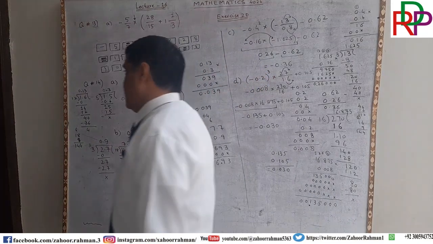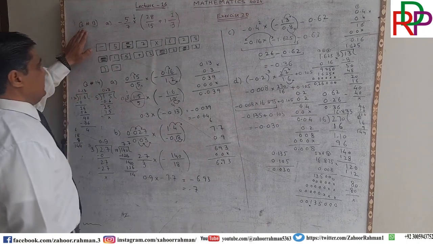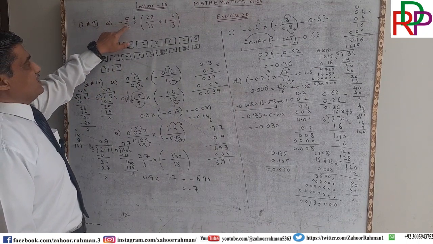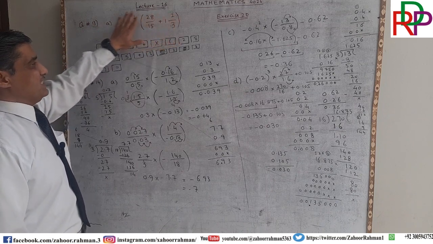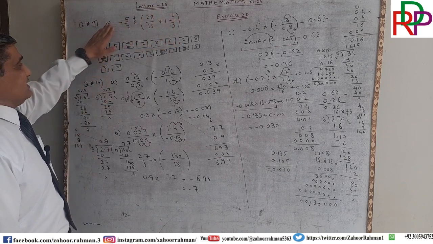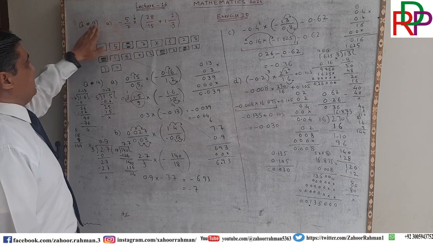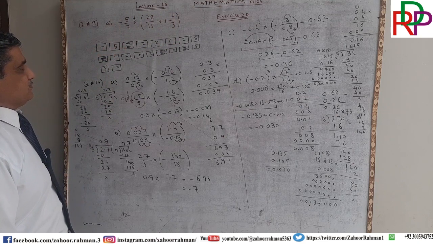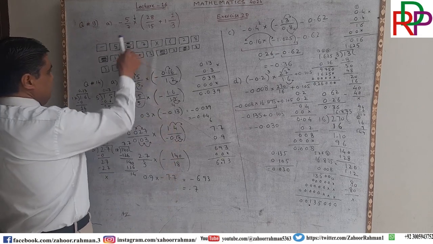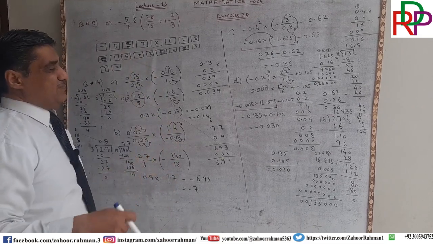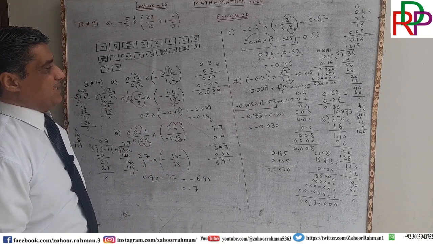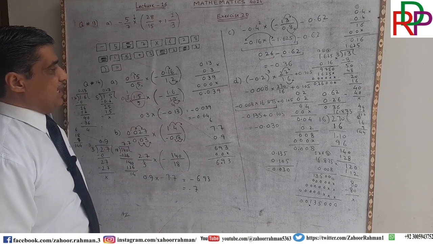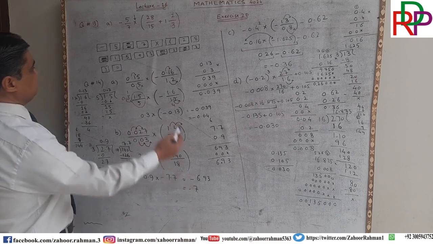So let us start the first question, number 13. A part is saying minus 547 multiplied by this. This is question number 12 actually. But question 13 is saying that you have to verify the answer by calculator. So they wanted to make you familiar with the usage of the calculator as well.